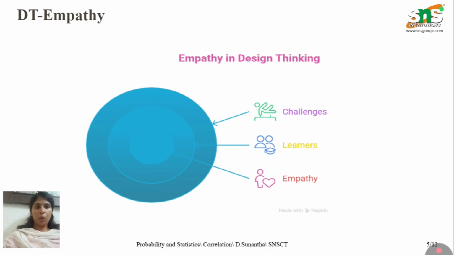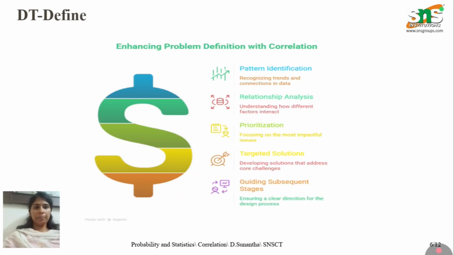So here is the empathy, in which the challenges, learners' empathy are discussed. Next is define part. So in define part we will study what is the pattern of the correlation. Next, relationship analysis. Next is prioritization. Next is targeted solution and guiding subsequent stages.